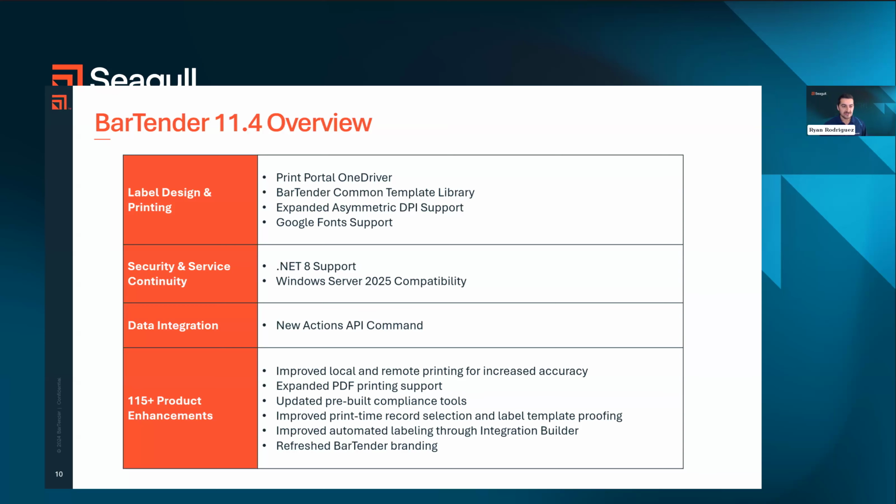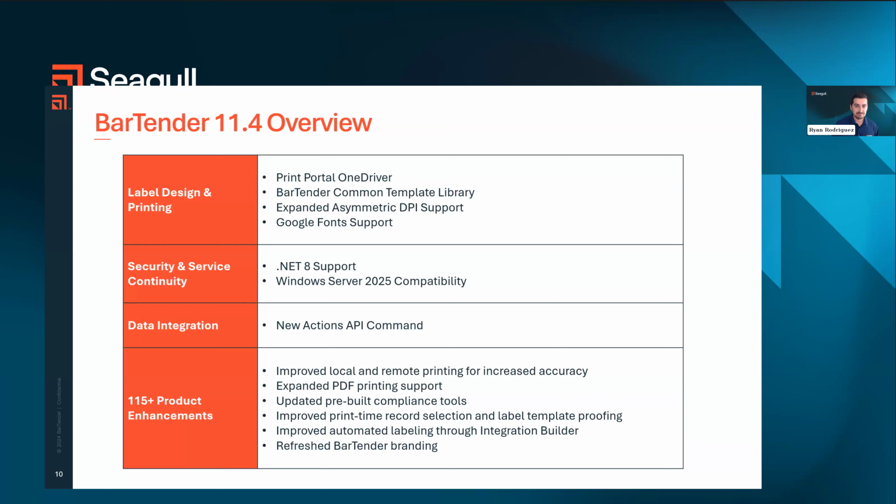We've added a new Actions API command, and this release also includes over 115 additional product enhancements, ranging from improved local and remote printing for increased accuracy, expanded PDF printing support, updated pre-built compliance tools, improved print time record selection and label template proofing, and improved automated labeling through Integration Builder. So there is a lot that's really included with 11.4, and so let's take a minute to walk through some of these new features.